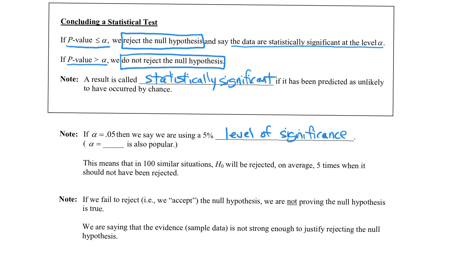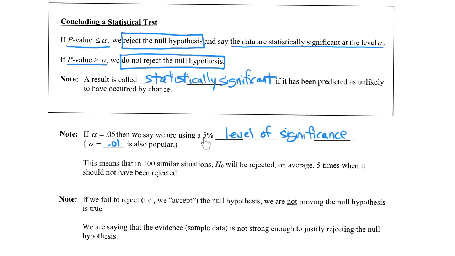Alpha equals 0.01 is also popular. These are pretty much the only two we'll see. We use a 5% level of significance and a 1% level of significance. You'll see that this alpha is kind of like a line in the sand that we draw. It'll make sense when we get into how this works. In research, mostly you see 5%, but you do see 1% sometimes too.